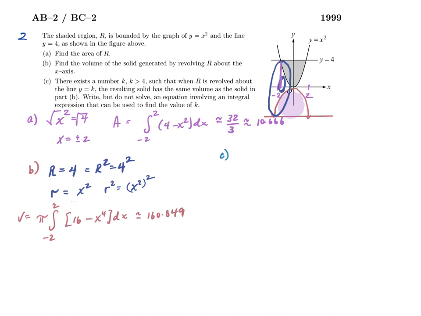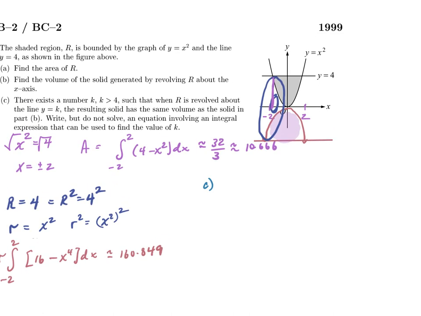All right, for part C, they want us to have a line K, y equals K, so it's a horizontal line greater than 4, so it's going to be higher than 4. So let me just draw an arbitrary line up here. Let's just say that it's up there. So we'll call this y equals K.